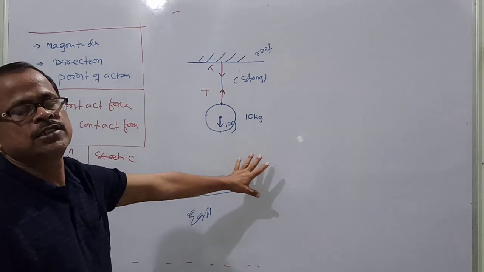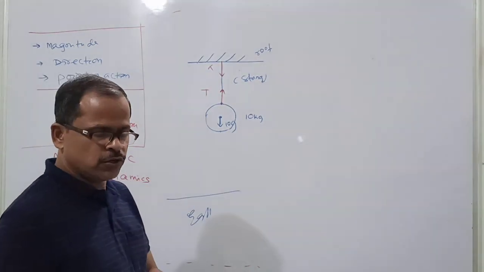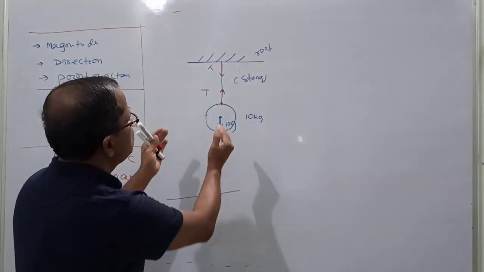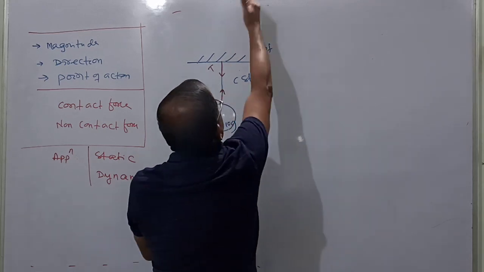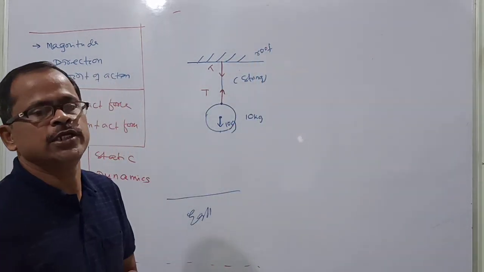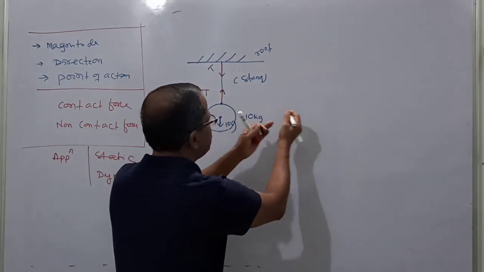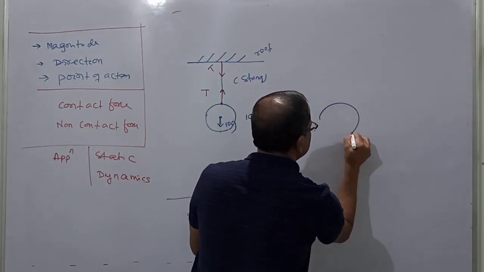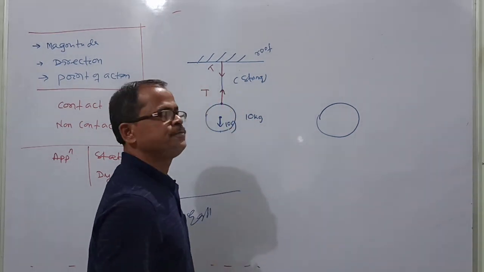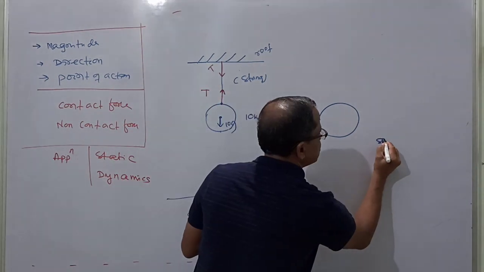Now it is a static system. So when I draw the free body diagram, I will take only the sphere. I will not take the roof. That is called isolation. The first step is to isolate the body. Which body? The sphere. So I am taking the sphere. The sphere is isolated.